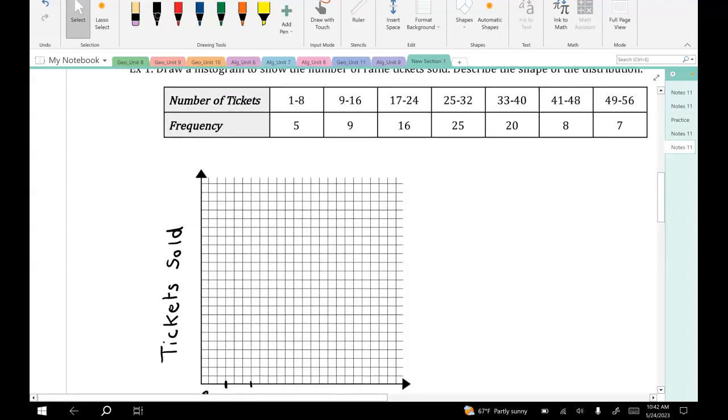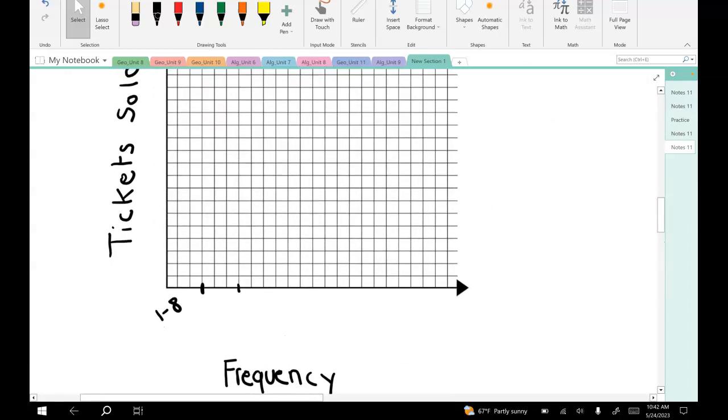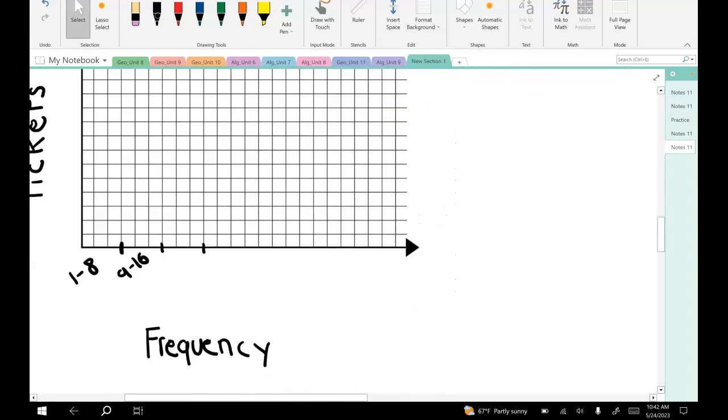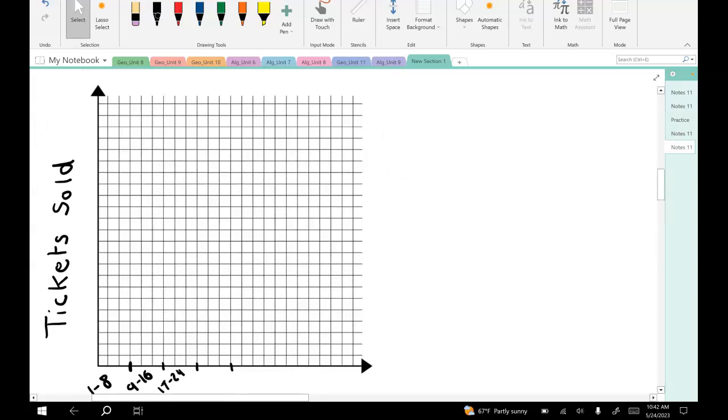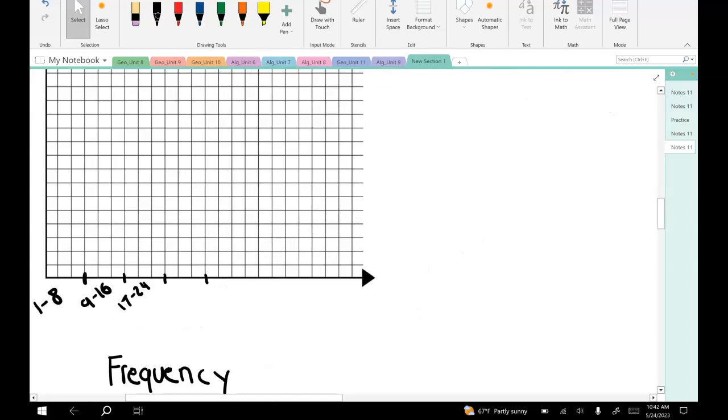So that's what we're going to label down here: 9 through 16 tickets. And then we keep splitting up by 3 boxes each time and keep labeling. So it goes 9 to 16, 17 to 24. Move another 3 over. Sorry, I keep zooming in and out. You have it on your paper. 25 to 32.